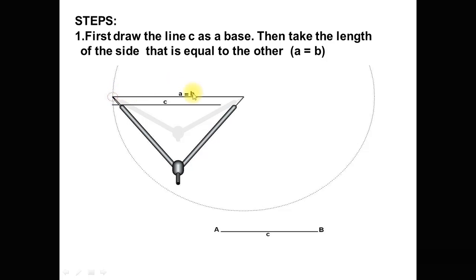So in length, this is actually one measurement. Suppose A is 4 centimeter, then B is also 4 centimeter. If A is 5 centimeter, then B will also be 5 centimeter. So these two are not of different length. These two sides have equal length. So open the compass to the length of side A.